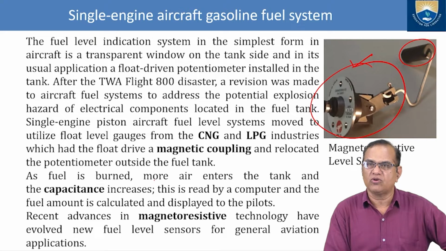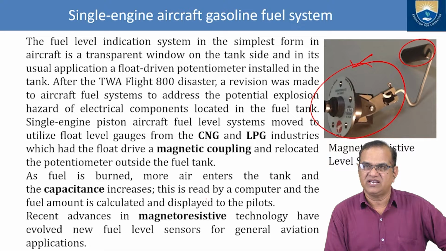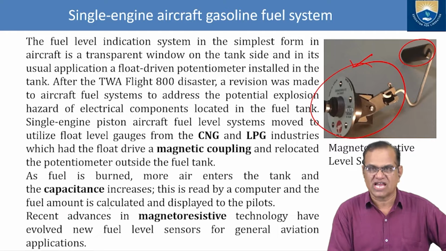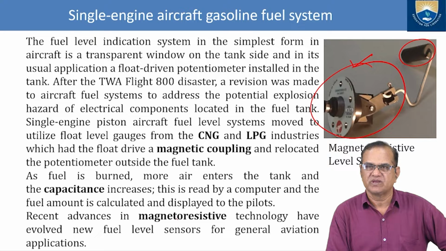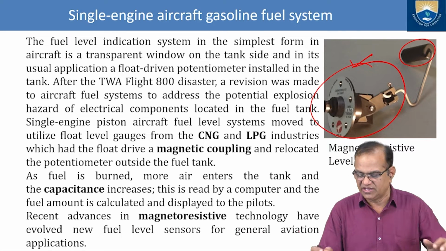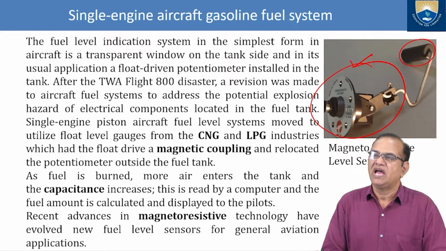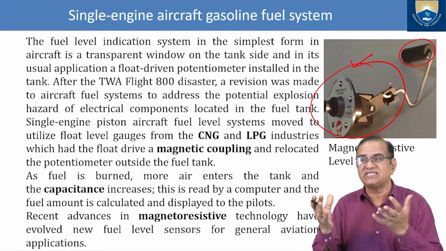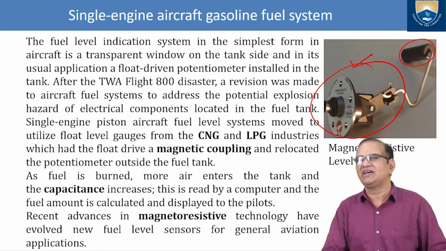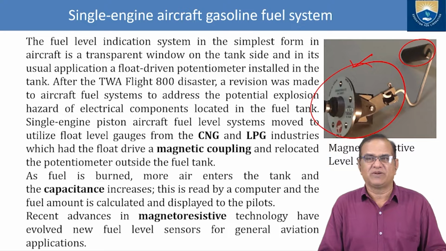As fuel is burned, more air enters the tank and the capacitance increases. This is read by a computer, and the fuel amount is calculated and displayed to the pilot. Recent advances in magneto-resistive technology have evolved fuel level sensors for general aviation application. This is a new technology which is nowadays used for measuring the fuel level. As the fuel level goes down, the air level will increase and this air will change the capacitance of the system. And this capacitance is measured on the dial or in the instrument panel.